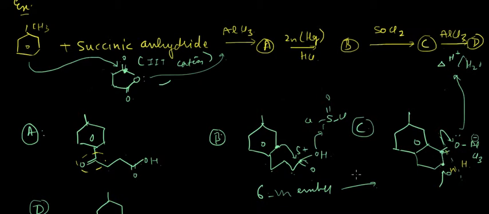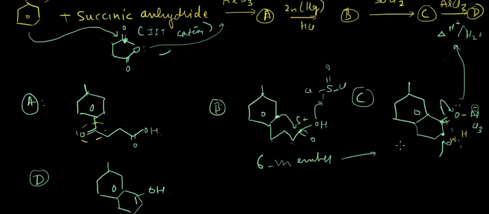carbon atom. Hence there will be a double bond also, and the leaving group will leave. So for clarity I'll just show it again. We will have something like this.